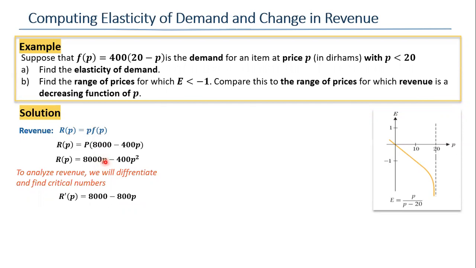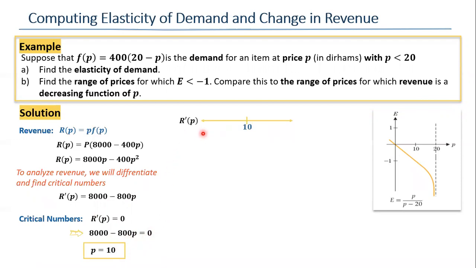So the derivative of p is 1 times 8,000, 8,000. We will now use the power rule: 2 times negative 400 is negative 800, p to the power 2 minus 1, p to the power 1. For the critical number, R prime of p equals 0. So 8,000 minus 800p equals 0. We transfer 8,000 to the other side with opposite sign, so negative 800p equals negative 8,000. Divided by negative 800, we will get p equals 10.